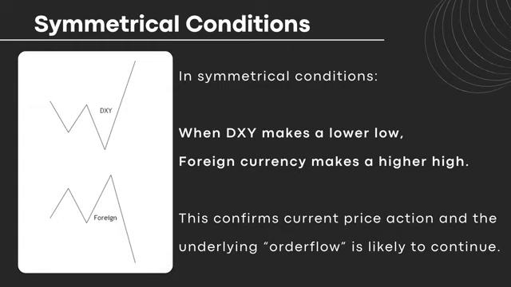At the same time, we know that DXY is going to be in a bearish structure, right? And it will consistently be making lower lows and lower highs, moving in perfect inverted symmetry with Euro dollar, right? And as long as this continues, both the assets are going to be in a symmetrical condition. And this means that the underlying order flow or structure for both DXY and EU would continue, and there are no signs of reversals at the moment, right?